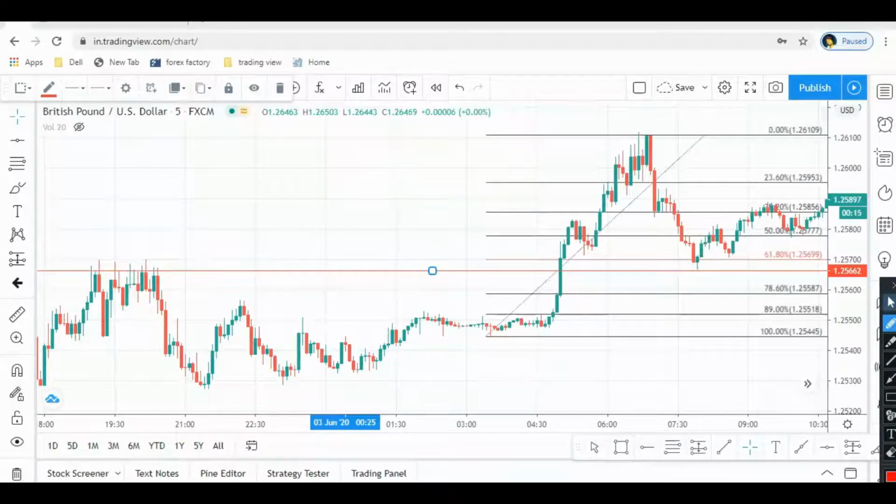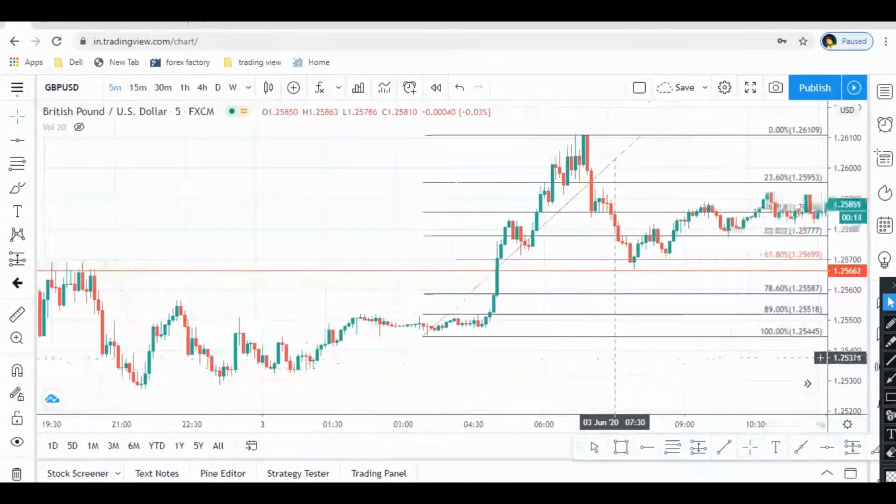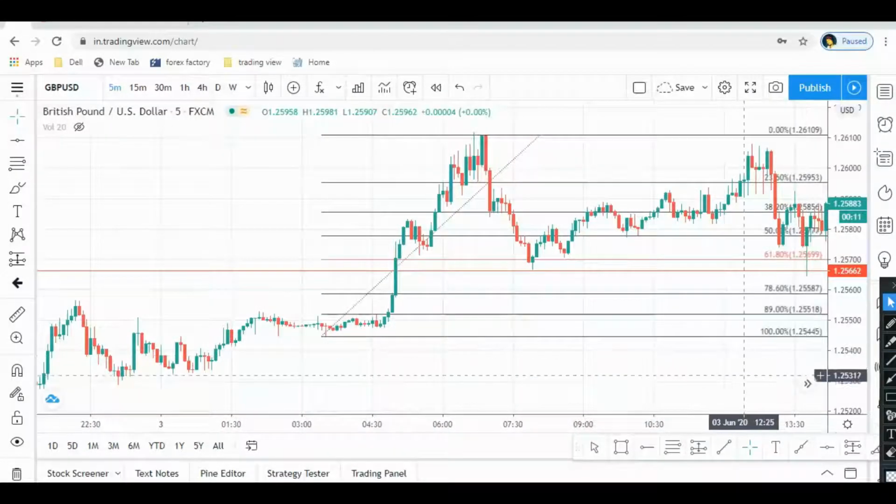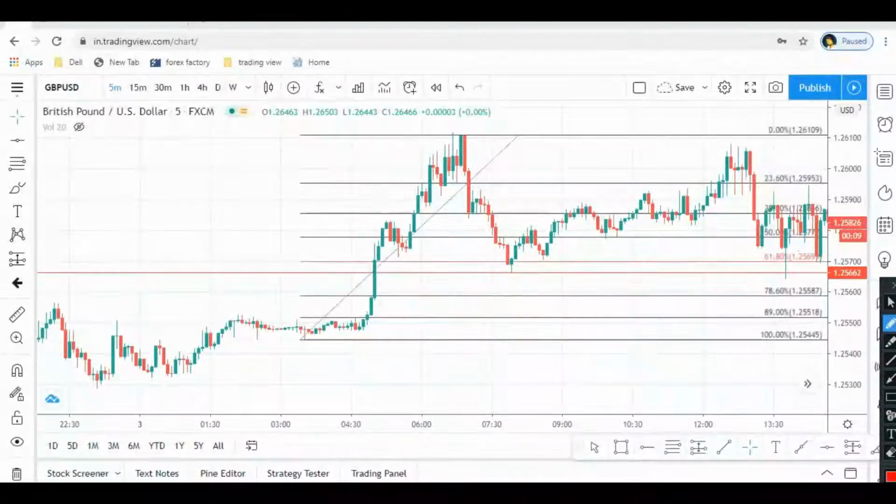Let's switch to like forward. We will go forward and find out. Alright. As you can see, this area, you have seen there, exactly this area acted as a support. So this is how Fibonacci exactly works.